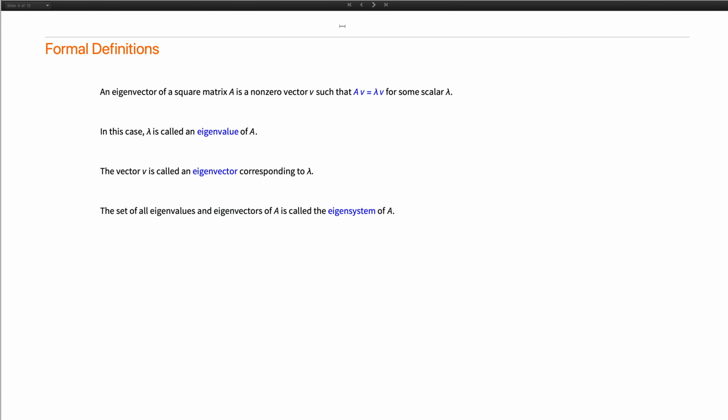Okay, now the formal definition. If you have a square matrix A, then an eigenvector is a vector V such that A times V is lambda times V for some scalar lambda. The scalar is called an eigenvalue, and the vector V is called an eigenvector. The set of all these eigenvalues and eigenvectors together gives you the eigensystem for A.